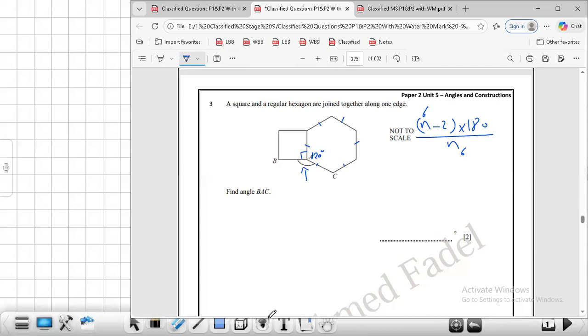Now I can easily find this. How, Mister? 360 minus (120 plus 90). So 360 minus 210 equals 150 degrees. So this is 150.